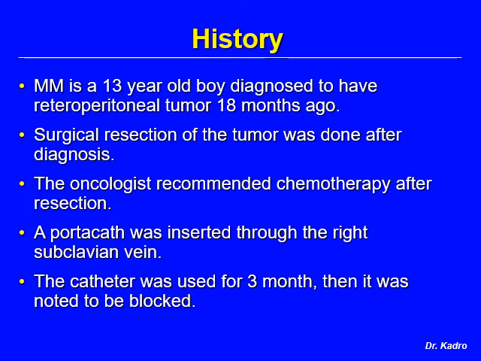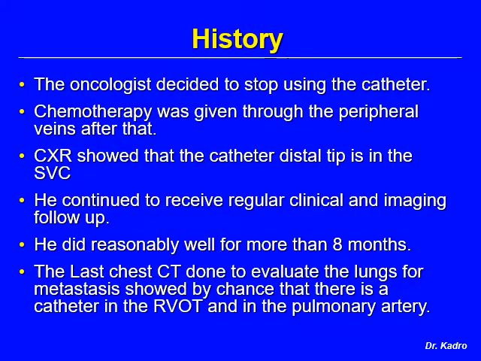The oncologist recommended chemotherapy after resection, and a portacath was inserted through the right subclavian vein. The catheter was used for almost 3 months, then it was noted to be blocked. The oncologist decided to stop using this catheter, and chemotherapy was given through a peripheral vein at that time. Chest X-ray showed the catheter distal tip in the superior vena cava.